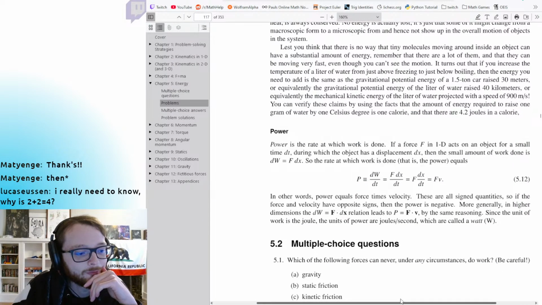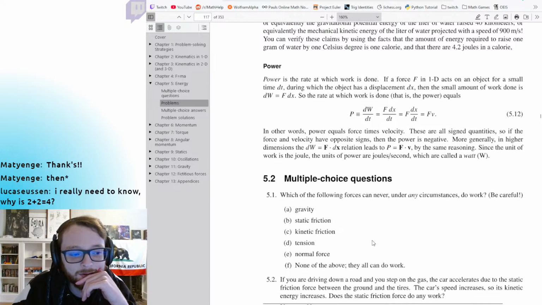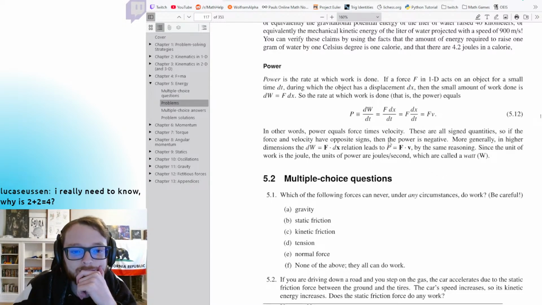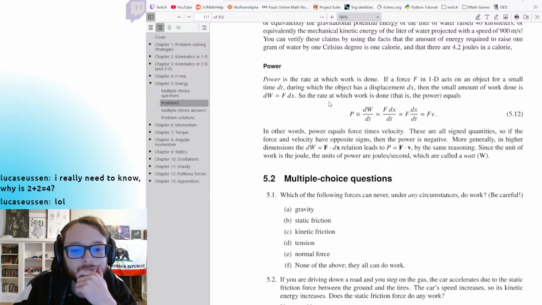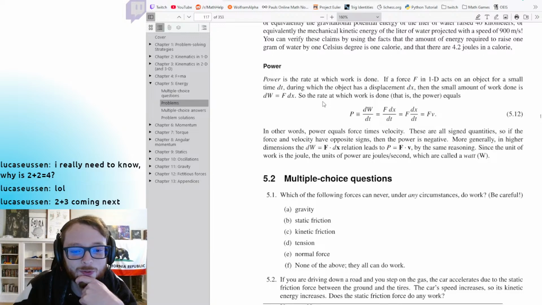Hey, Lucas, why is 2 plus 2 equal to 4? Well, as far as I know, there's a 100-page essay detailing why 1 plus 1 equals 2, and they're probably still working on the probably 500-page essay on why 2 plus 2 is 4. 2 plus 3 coming next, yeah. Sequel no one asked for.